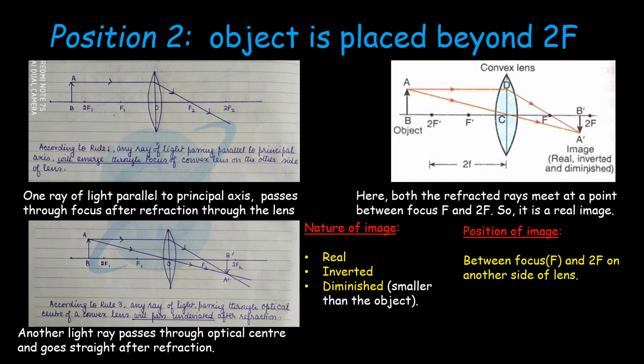So it will also be a real image because the rays are actually meeting. Position of the image: between focus f and 2f on the other side of the lens. Nature: real, inverted and diminished. Diminished means smaller than the object.